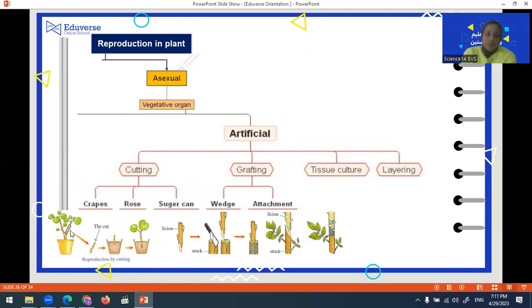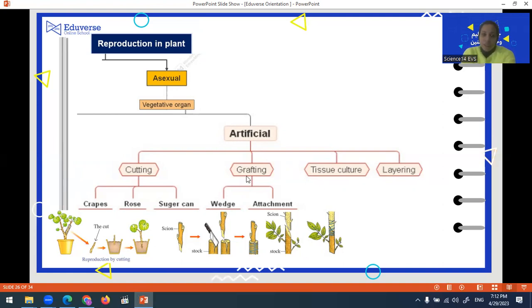It's like this. We can take any piece from the plant, but it should contain many growing buds. We cut it from the main plant and call it the cutting, and we're going to plant it in another pot or in another soil. Part of it will be under the soil and will grow to form the root system, and the part above the soil will grow to form the shoot system, and we will have another plant. So this is the vegetative reproduction, artificial way, which is called the cutting.